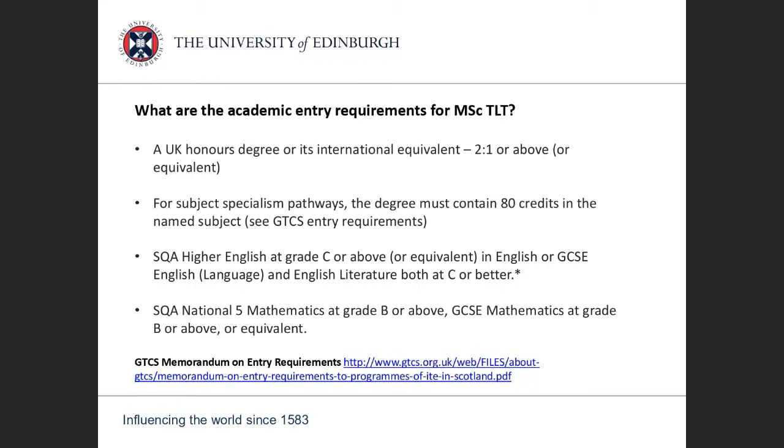And I do realise I've said GTCS a couple of times now, and I haven't explained what that acronym means. So that's the General Teacher Council for Scotland. And they do stipulate some entry requirements that we must follow. For example, those 80 SCQF credits that I mentioned earlier. And that link at the bottom of the page takes you to the memorandum of entry requirements that they set. And it's really worth just familiarising yourself with that as well.